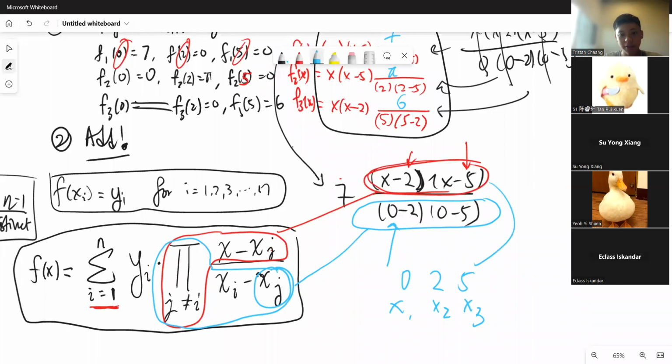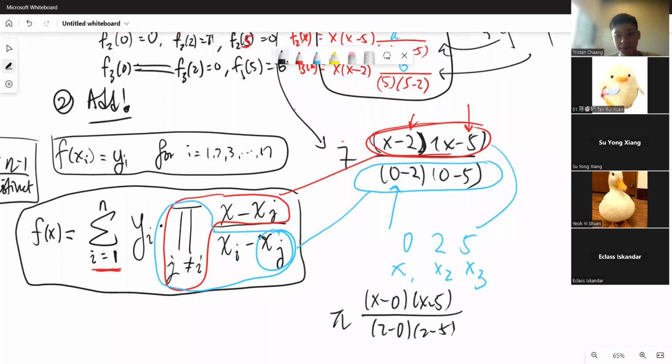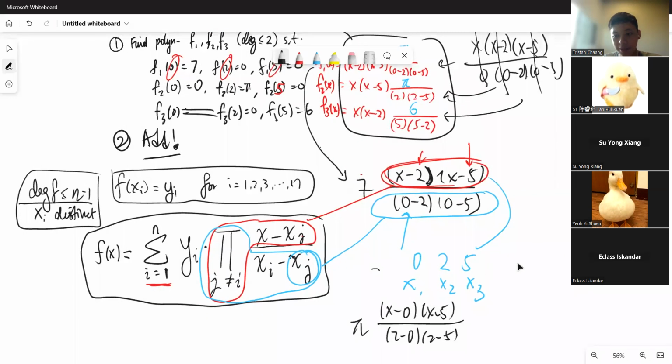So the red one is saying x minus 2, x minus 5. And then the blue one is saying 0 minus 2, 0 minus 5. And for the next term, f2 is going to be x minus 0, x minus 5 over 2 minus 0, 2 minus 5. So 2 here is our x2, and we have x minus x1, x minus x3. We skip the x2 term over x2 minus x1, x2 minus x3. Yeah, I hope that's clear to you.